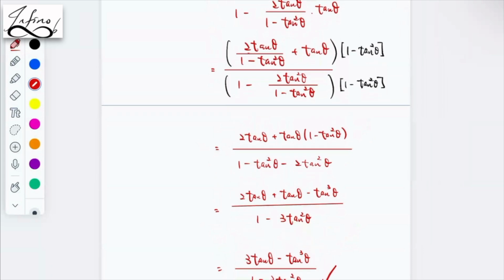Is it okay? So this is how we derive the triple angles formula, which is sine 3 theta, cosine 3 theta, and tangent 3 theta.